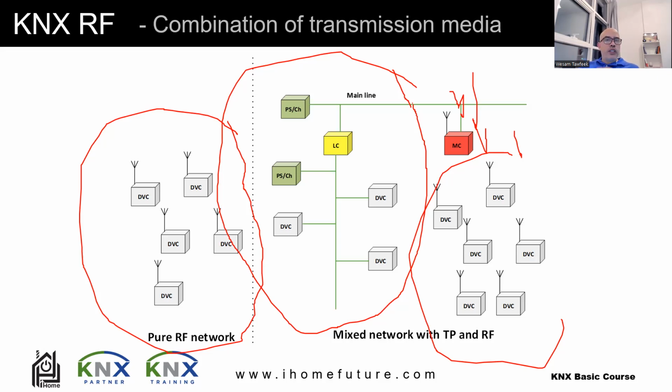Normally, I don't use RF as a pure installation, because if I'm using only a wireless installation, I can go to, let's say, ZigBee or Z-Wave. But most of the time, I have a KNX installation with twisted pair, and then I need to add a part where I cannot put cables. In this way, I can add the RF devices as well in my project.